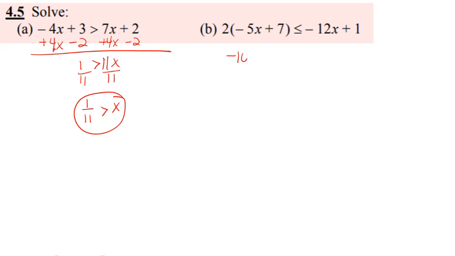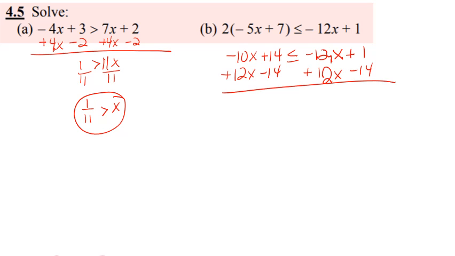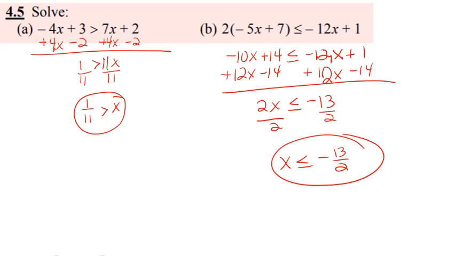Next one, negative 10x plus 14. I'm just distributing. So I'm going to bring over the smaller term. I'm going to add 12x to both sides, subtract 14. And then I'll have 2x is less than or equal to negative 13. Divide both sides by 2. And x is less than or equal to negative 13 over 2.